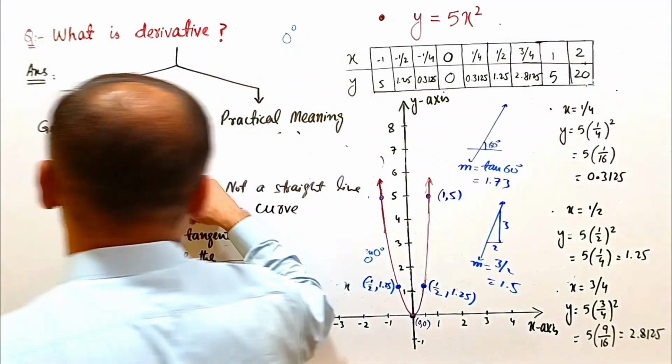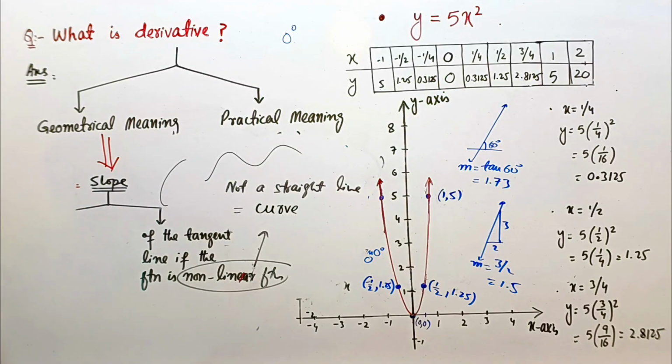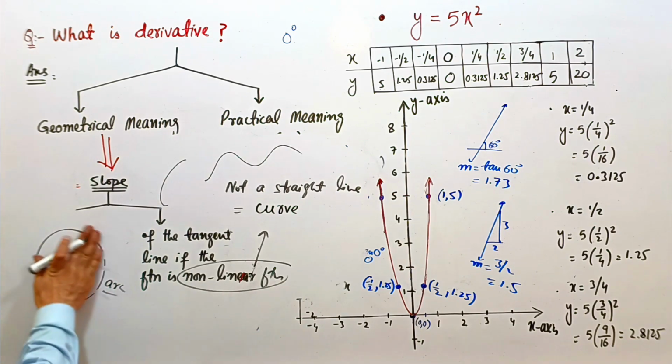Like this is a curve, this is a curve. All of these are curves. Okay, not a straight line, curve. An arc is a special case of a curve, which is part of a circle. This is a curve, but it is an arc, part of the circumference of a circle. All right, students.